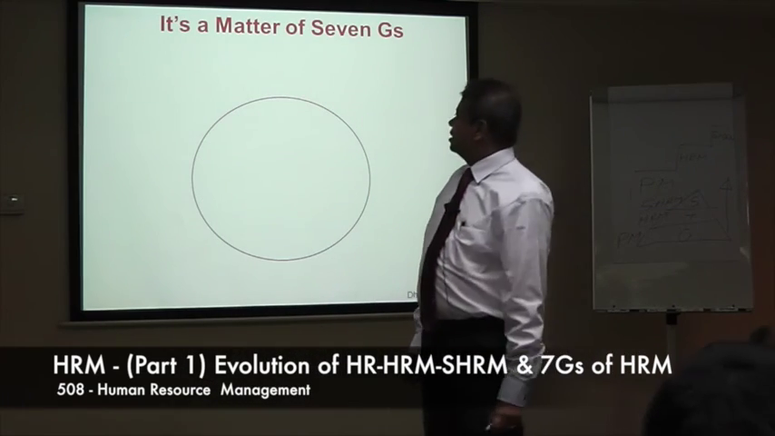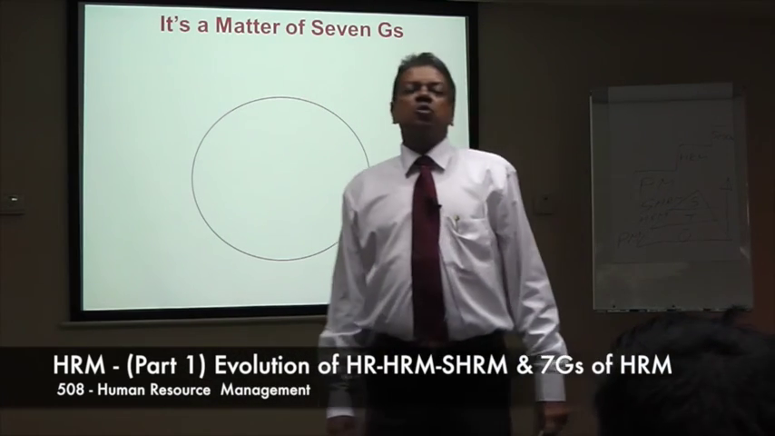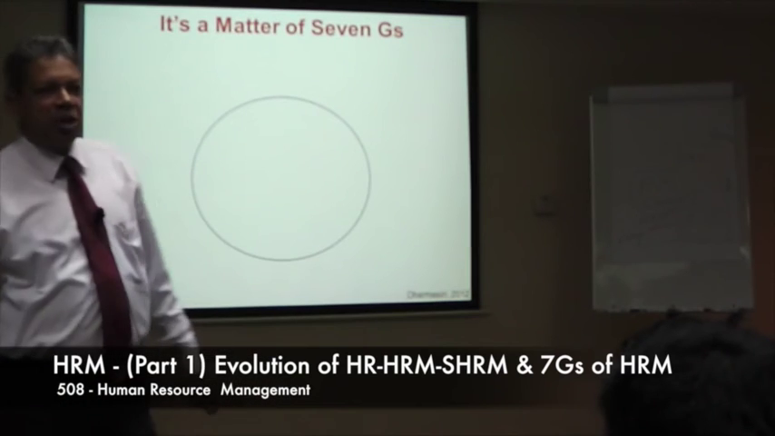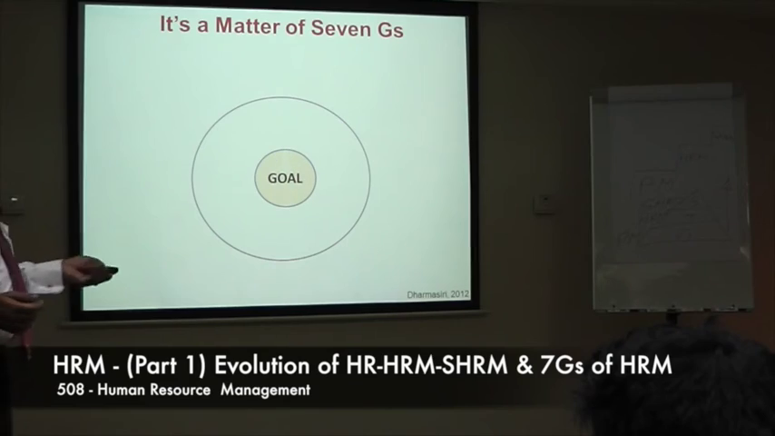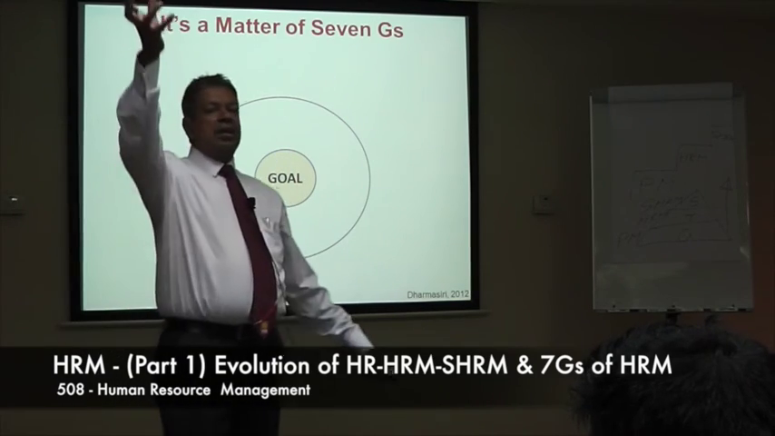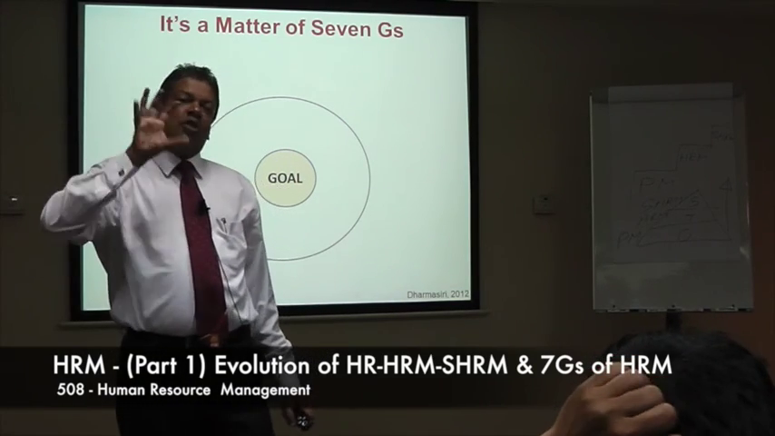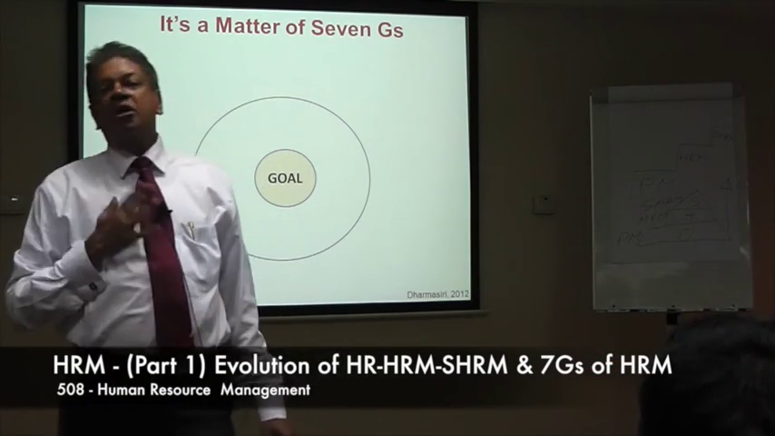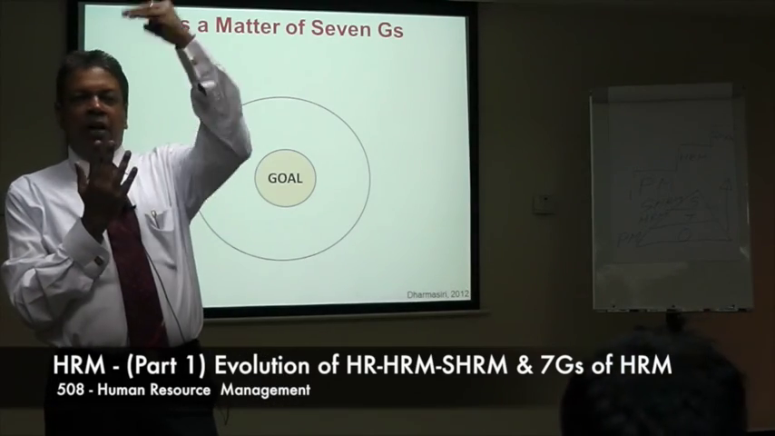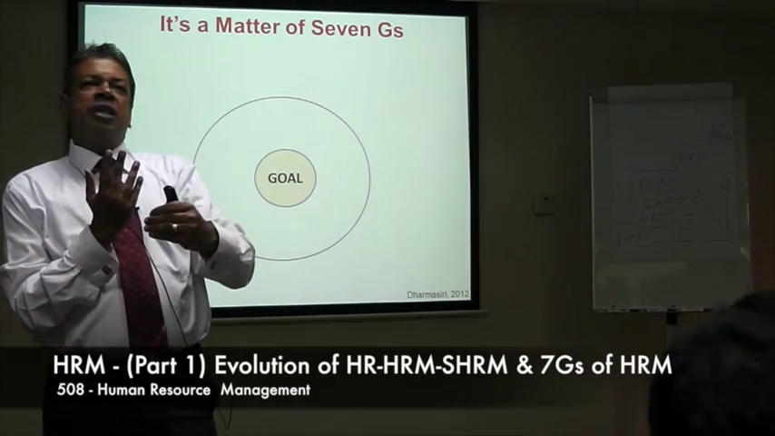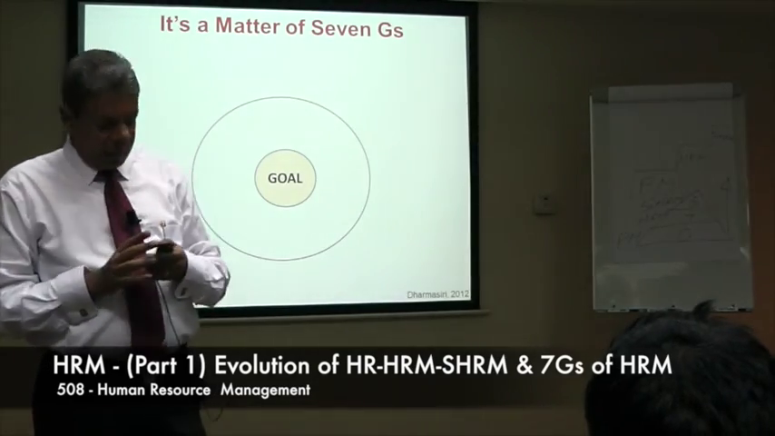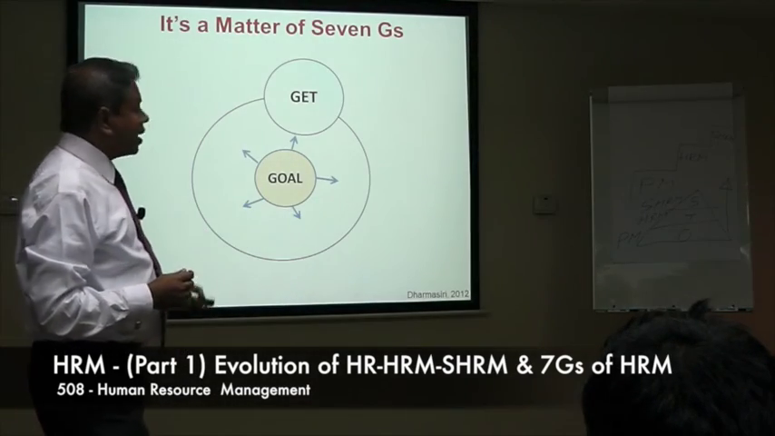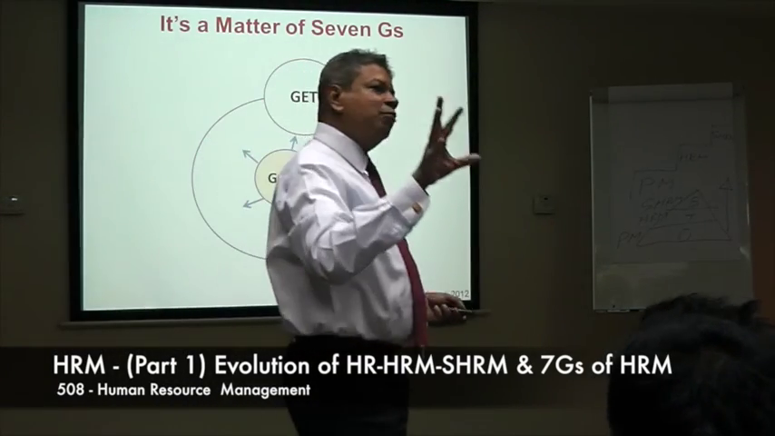It's a matter of 7 Gs. So this is my humble contribution to HR. I summarize HR into a 7G framework, starting with goal. It covers the strategic aspect of HR, strategic human resource management, aligning with vision, mission, values and key goals. That is the word goal. And then you have getting the right talent, getting the right people.